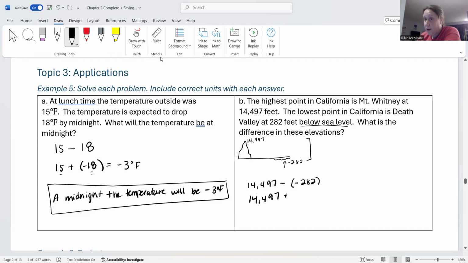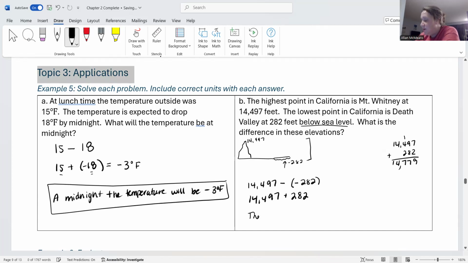So we want to add the distance or the elevation of Death Valley. So we're going to add 282. Now, this is just regular old addition of two positive numbers. So off to the side, we've got 14,497 plus 282. Well, 7 plus 2 is 9. 9 plus 8 is 17. I'm going to keep a 7 and I'm going to carry a 1. 4 plus 2 plus 1 is 7. There's nothing to add to the 4 or the 1, so I just drop those down.